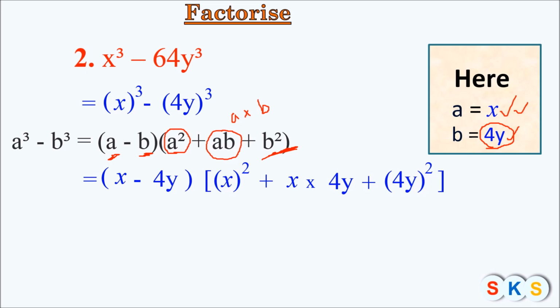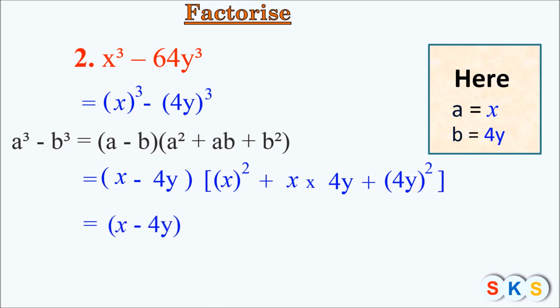After substituting the values of a and b in this formula, we will go for further simplification. The first bracket has two terms, x and 4y. x minus 4y cannot be simplified further, so we will copy it as it is. Now look at the second bracket. The second bracket has the first term as x square. What do we mean by x square? x into x, right? x square means x into x, and when you multiply x with x, we get x square.